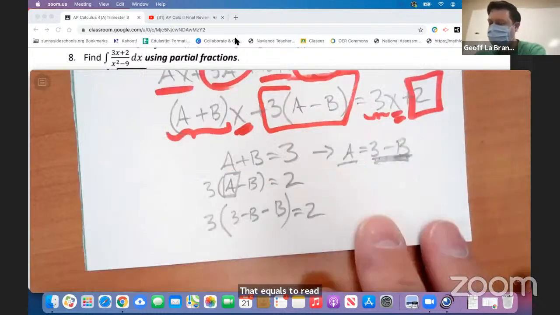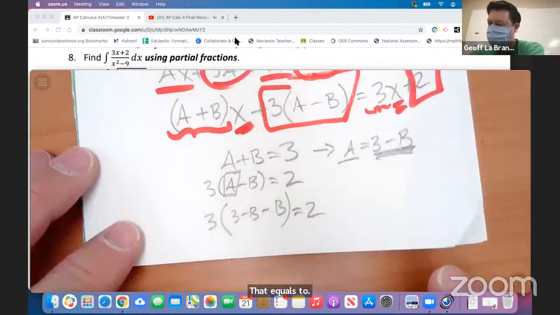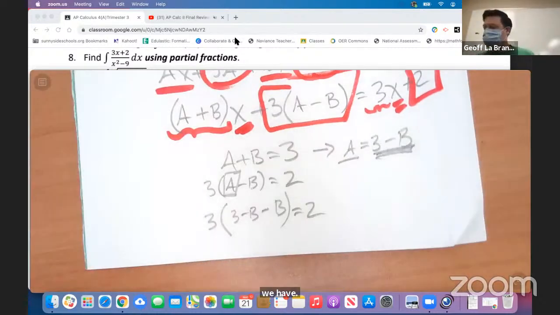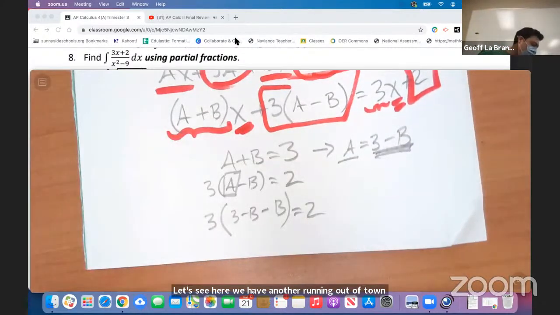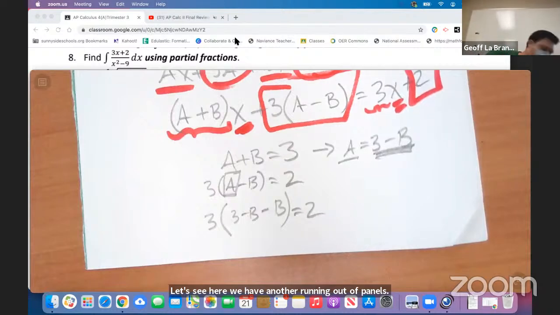So a little further solving. We have, let's see here. I have another, running out of panels. Let me check my desk. I will do this then.